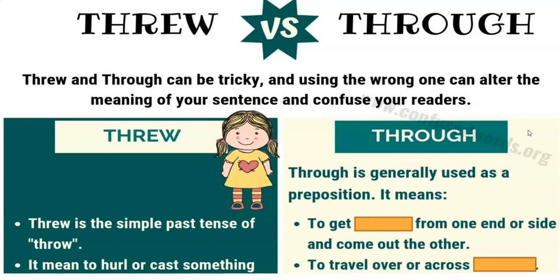Like if I throw a ball to you right now, a couple seconds later, it would be the past tense of throw, and it would be I threw the ball to you. And then you have through. Through is generally used as a preposition. It means to get from one end or side and go out the other, to travel across. So if you go through a tunnel, you would drive from one side or end of the mountain through the tunnel and come out the other side.